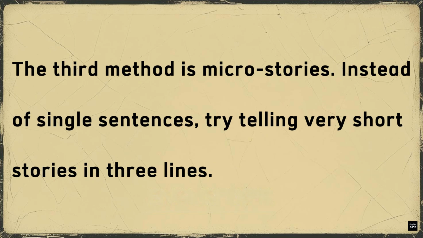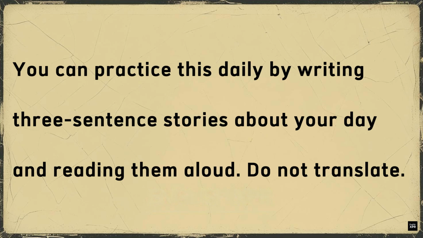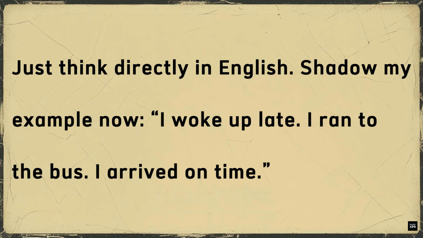The third method is micro stories. Instead of single sentences, try telling very short stories in 3 lines. For example, I woke up late. I ran to the bus. I arrived on time. These short stories train your brain to think in English naturally. You can practice this daily by writing 3-sentence stories about your day and reading them aloud. Do not translate. Just think directly in English.